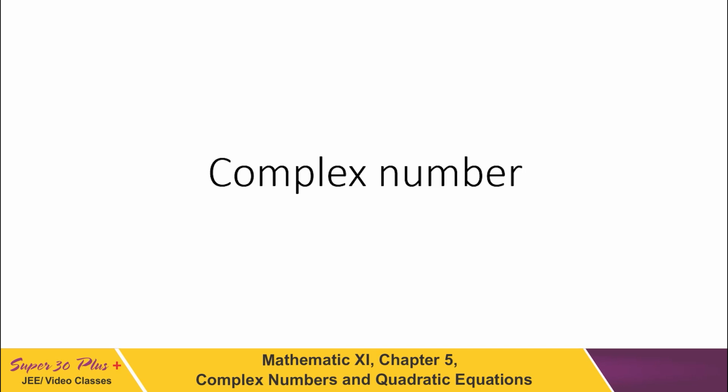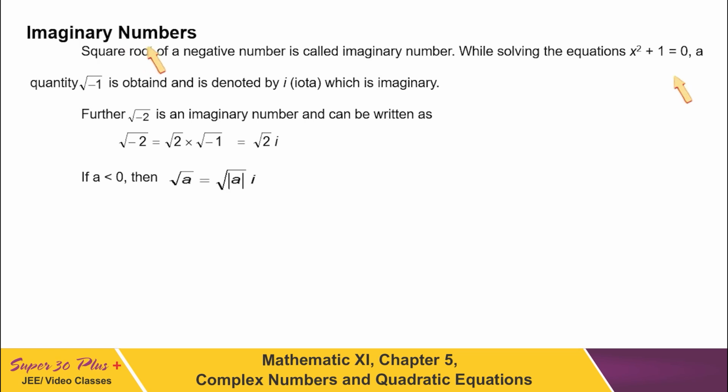Students, in this chapter, first of all, we are going to study what is the imaginary number. Square root of a negative number is called imaginary number. While solving the equation x square plus 1 is equal to 0, a quantity square root of minus 1 is obtained and is denoted by iota, which is imaginary.